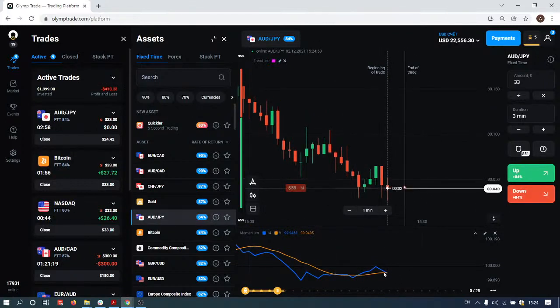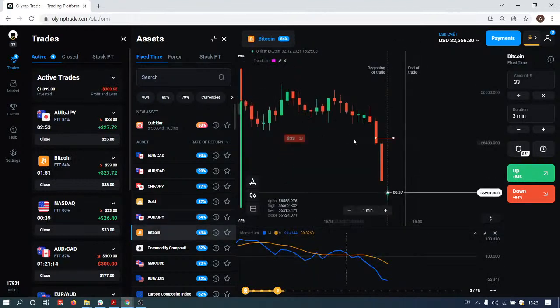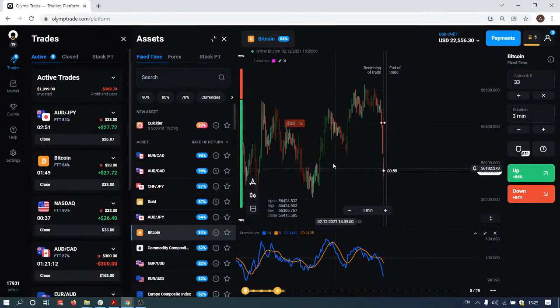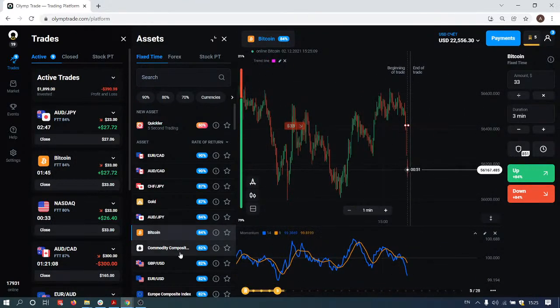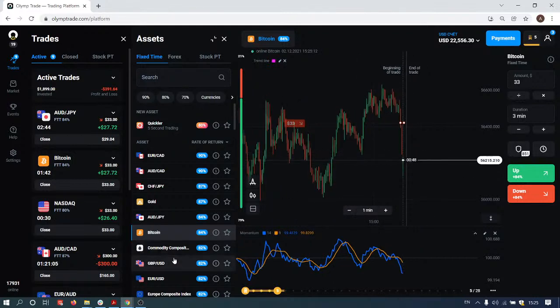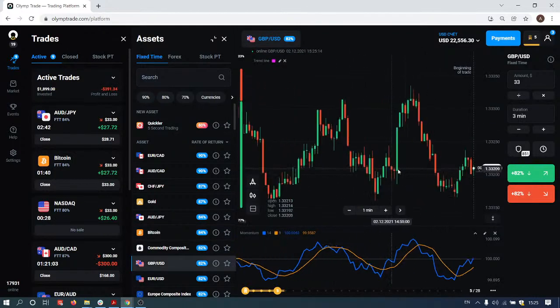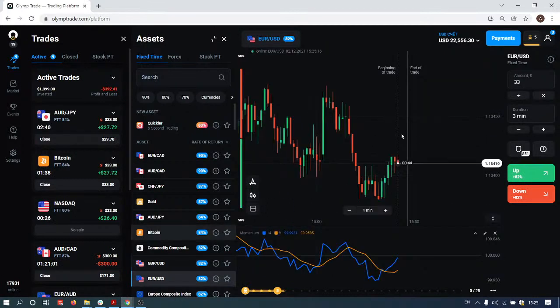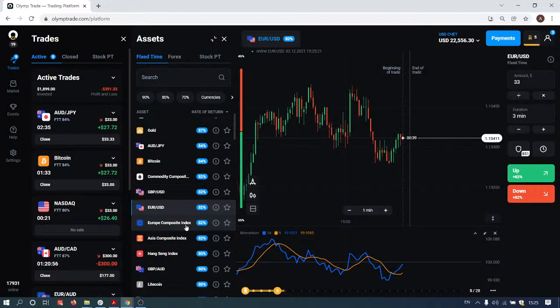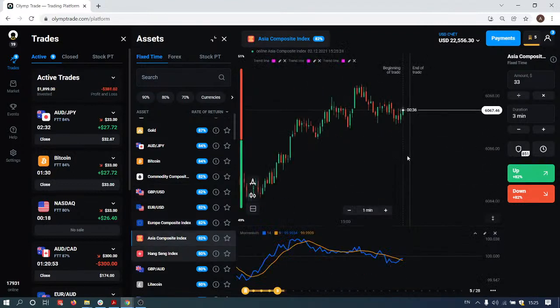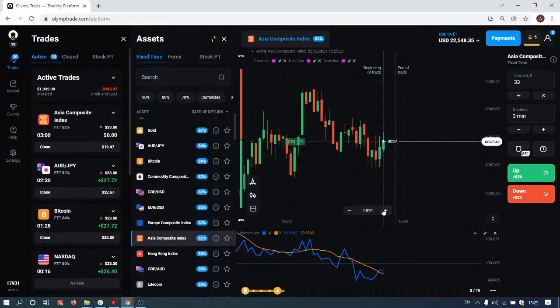Let's try out GPY signal number 1. Blue line crosses the orange line. But guys, I don't know. It's very very hard to predict where the price will go next in 1 minute. It's not impossible, but it's just hard. So I'd rather trade with 3-minute trades. It is less stressful and just more reliable. Okay, signal number 1 on Asia Composite Index in the upwards direction.